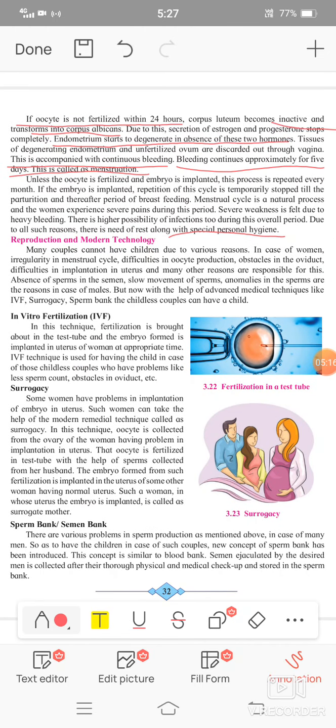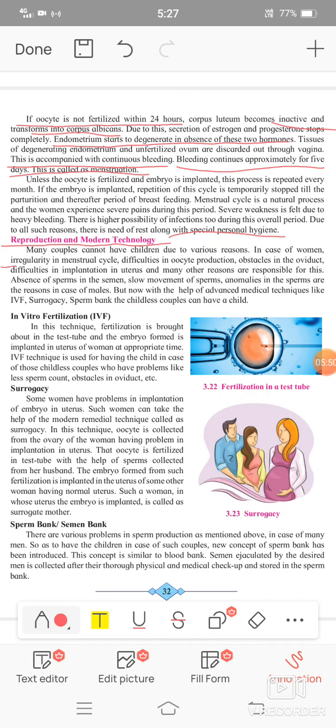Now we are discussing a totally new point regarding this chapter, that is reproduction and modern technology. Which modern technologies are upcoming in the reproductive process? Many couples cannot have children due to various reasons. Some reasons are responsible for a couple having no child. In that case, the woman has irregularity. So what are the reasons? Firstly, we are discussing the reasons.